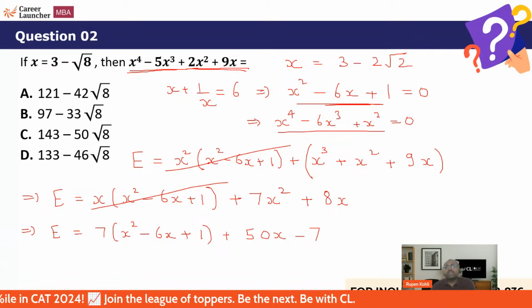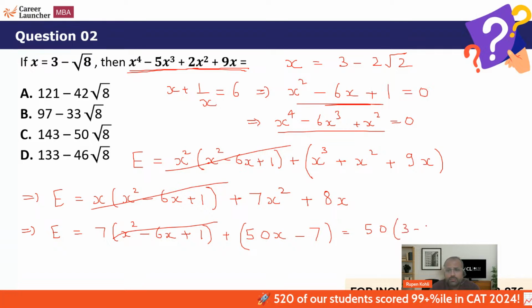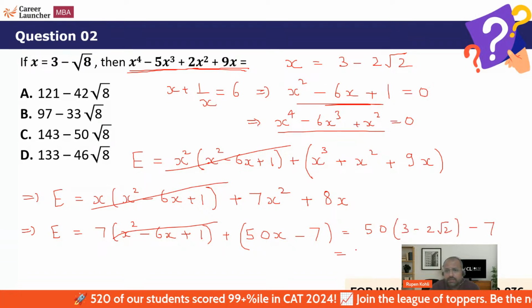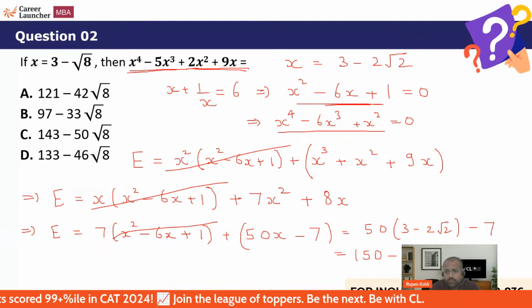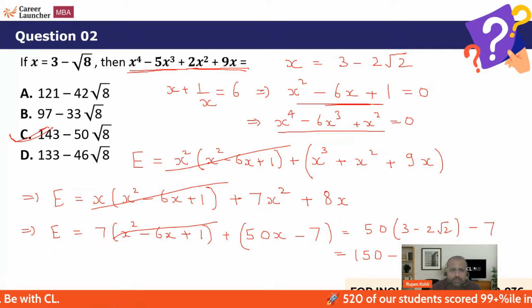Now insert the value of x and then you have the answer. So this crosses. This is all I'm left with. So this equals 50 and 3 minus 2 root 2 and minus 7. So this is 150 minus 100 root 2 minus 7. So 150 minus 7, 143 minus 100 root 2. 100 root 2 is the same as 50 root 8. So option C.